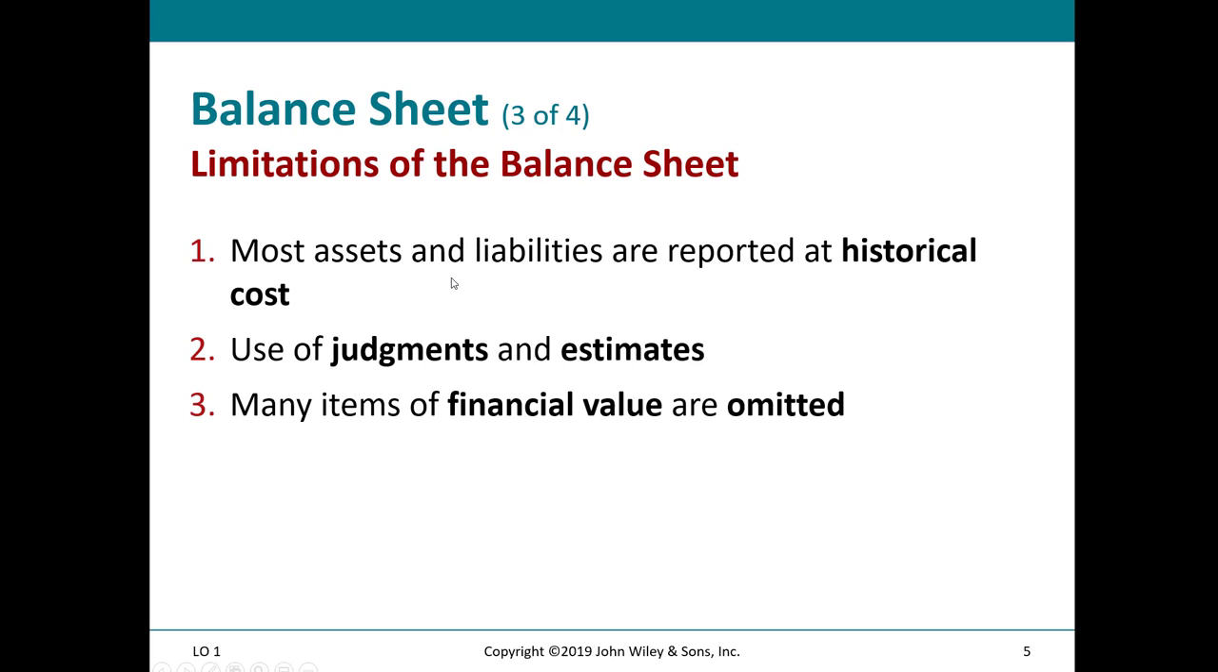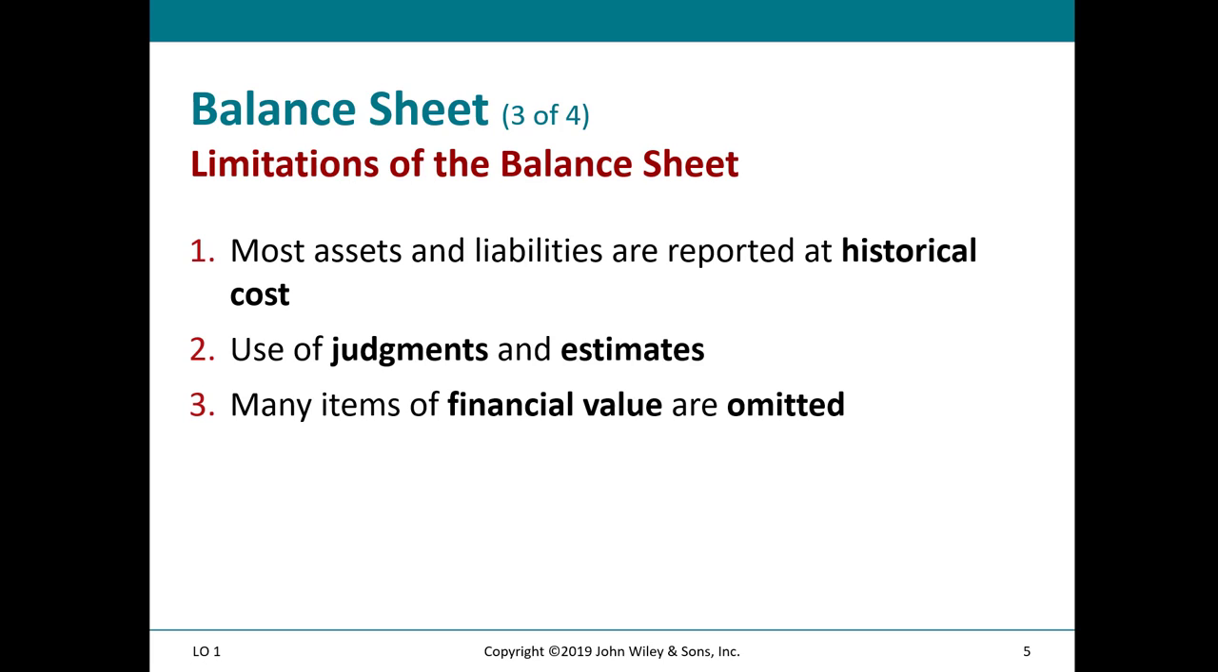There are some limitations of the balance sheet. Most assets and liabilities are reported at historical cost. So, for example, if a company purchased a plot of land in the middle of Manhattan in 1949 for $100,000, and a stack of real estate experts are swearing that the land is now worth $20 million, it is still recorded at $100,000 on the balance sheet.